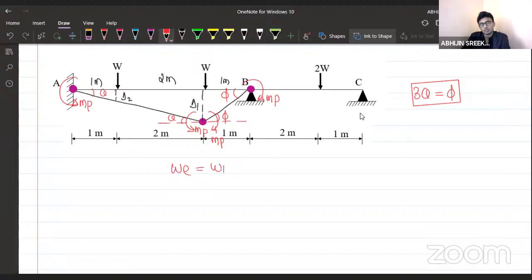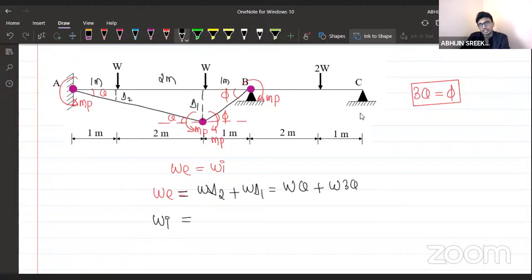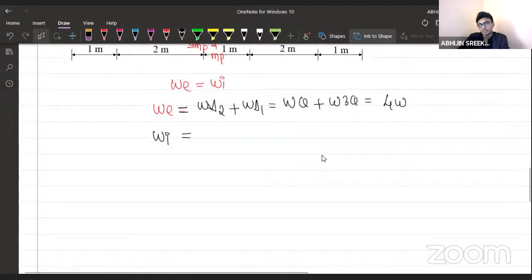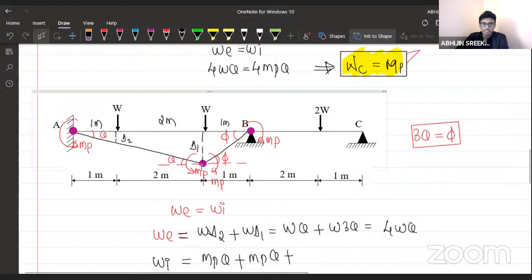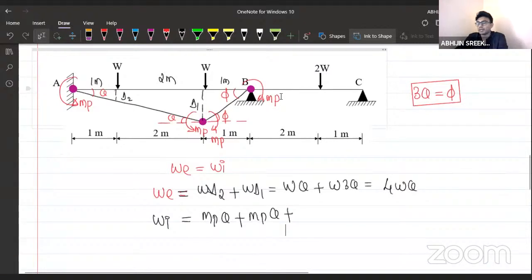External work done will be equal to internal work done. Correct. So external work done will be equal to, I need your answers. What is external work done? I need your help. Internal work done. External work done will be equal to W into delta 2 plus W into delta 1, which is equal to W into theta plus W into 3 theta. Correct. So this should be equal to 4W theta. And similarly, Mp into theta, that is for the hinge at A, and Mp into theta, that is for the hinge at B. Mp into theta plus Mp into theta. Here we have Mp into 5 plus Mp into 5.